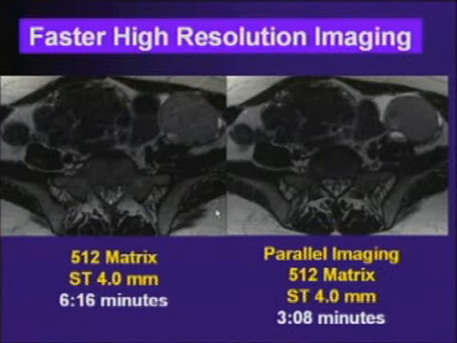Here's an example of a patient. This is at 1.5 Tesla, but this is with parallel imaging. We can see that here we have a large fibroid within the uterus. You're only partially imaging the uterus here, as well as a left adnexal mass.